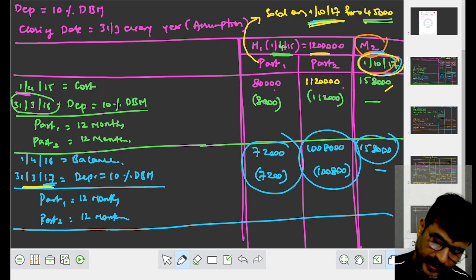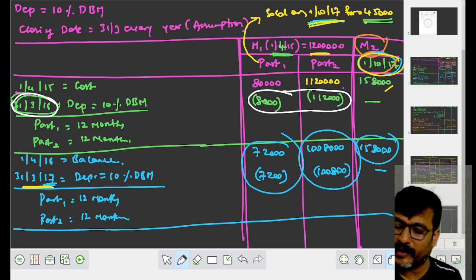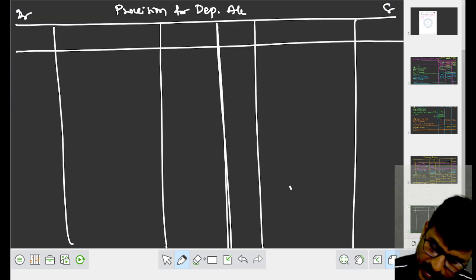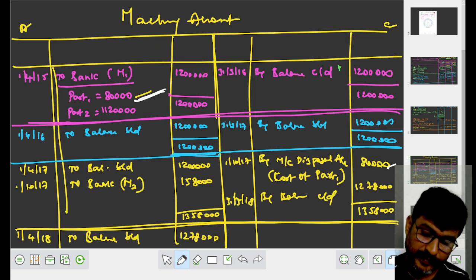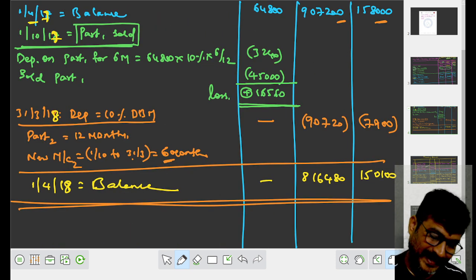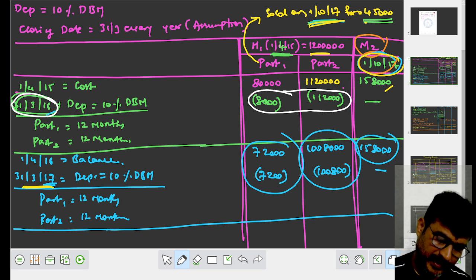This is your first year depreciation. Please be careful. This is your first year depreciation. How much? 8,000 on part 1, 11,200 on part 2, 1,12,000. On 31st March. Is it 16, right? Yes, 16.